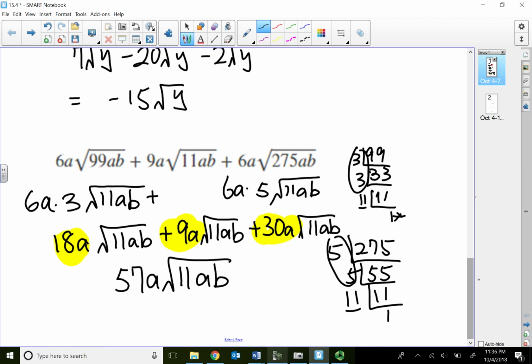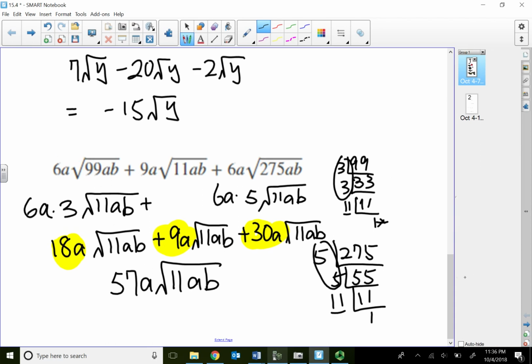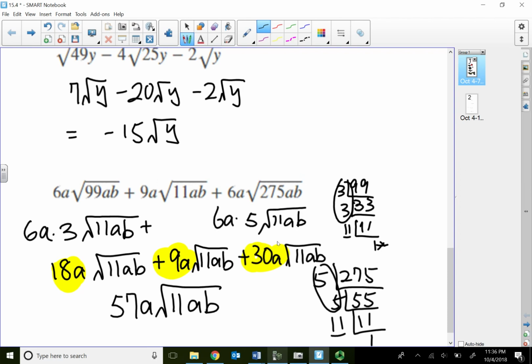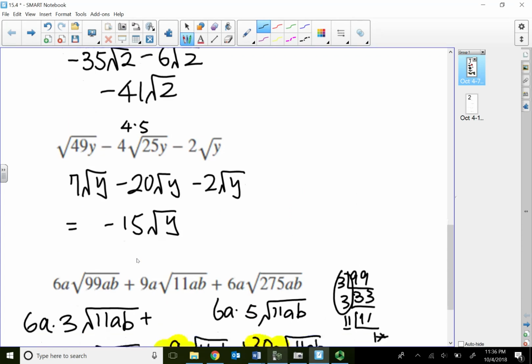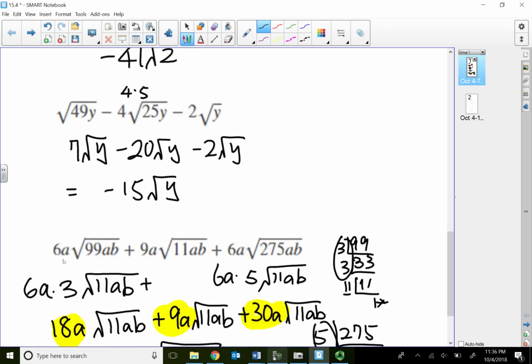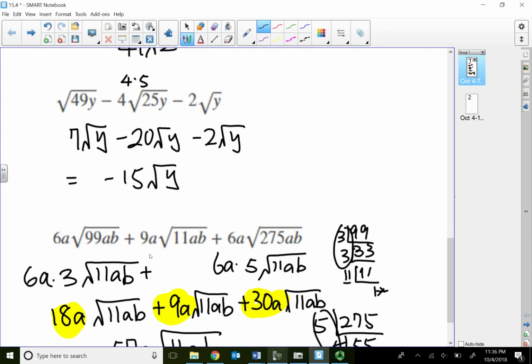So when it comes to adding and subtracting radicals, we have to make sure what's inside the radical is the same, and the roots or the index itself has to be the same before we can combine. So one last thing to check, make sure what's on the outside are like terms with what's on the outside of another term before you combine them.